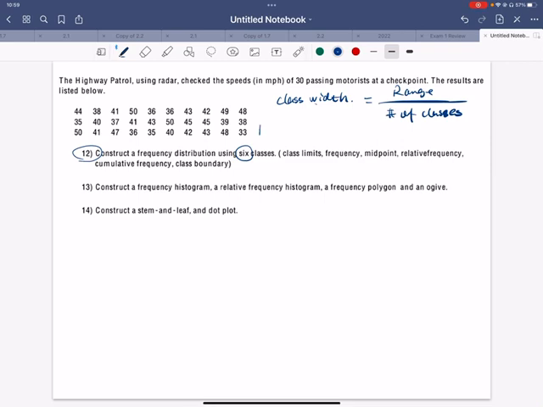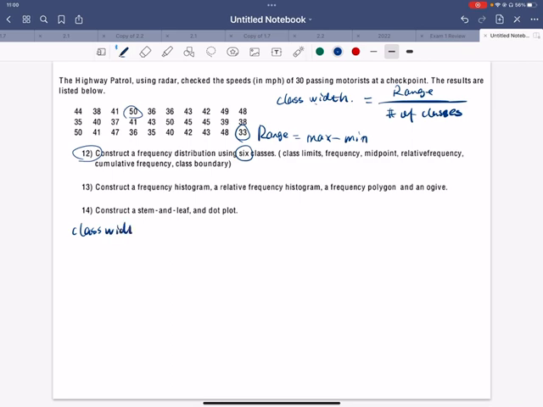Let's find the range here. Range is what? What's the biggest number? Maximum minus minimum. I see a 50. Anything bigger than 50? Nope. 50 is the maximum. How about the minimum? I see a 33. That's small enough, right?